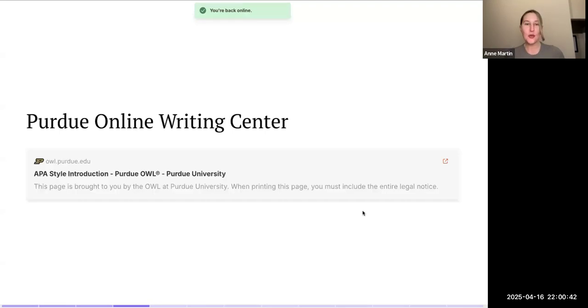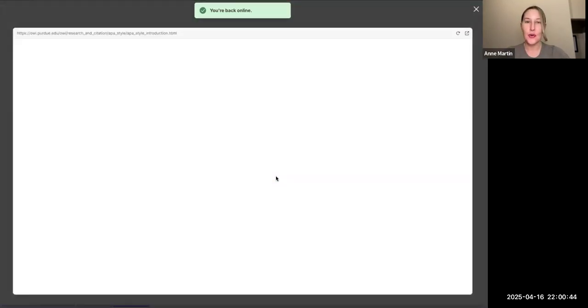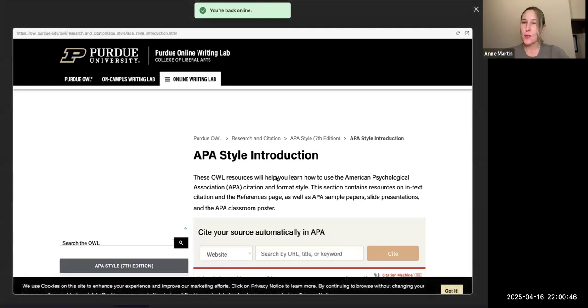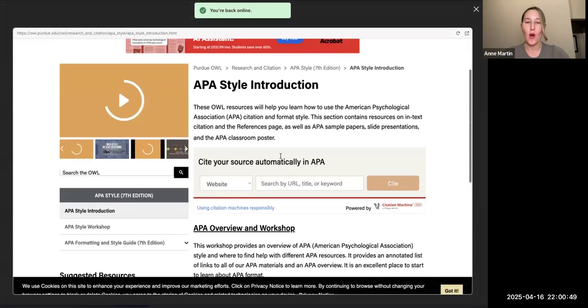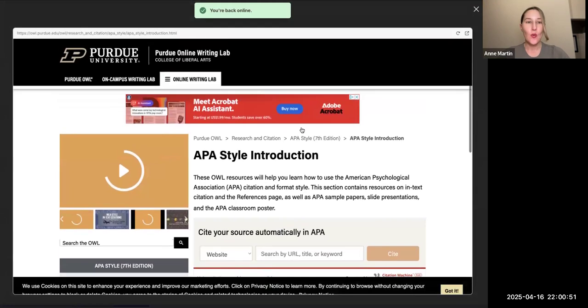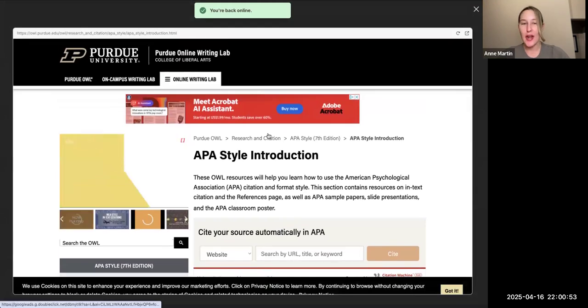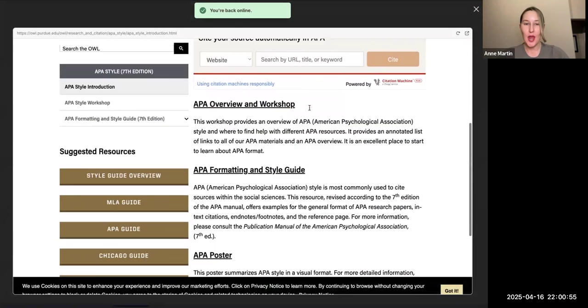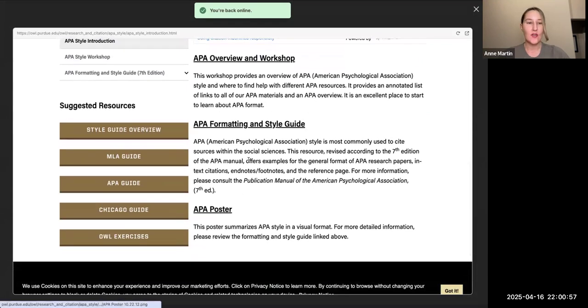Okay, this is the Purdue Online Writing Center from Purdue University, and it is a really useful page to reference when you are writing in APA style. So when you go here, you'll see the Purdue Online Writing Lab. They have an introduction to APA style, and then they have these formatting guides.